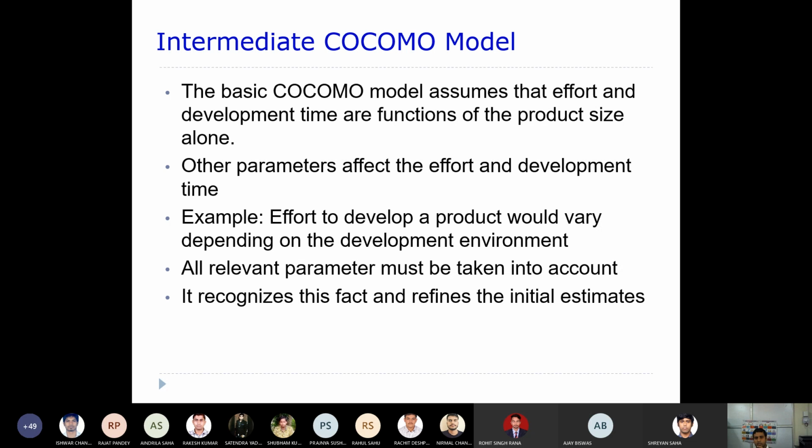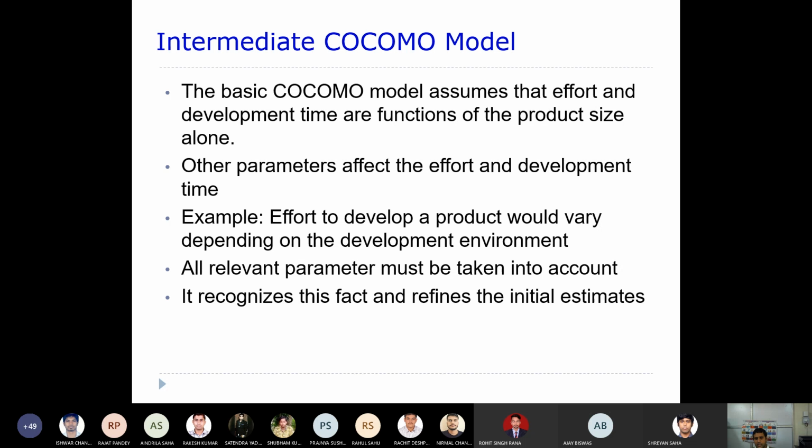So what I'm trying to say is, not only this parameter, there can be many other parameters which can affect your effort and development time. Effort to develop a product would vary depending on the development environment also. As I told you, it matters where we are developing that particular software. We have not considered that. Now we need to consider it, right?